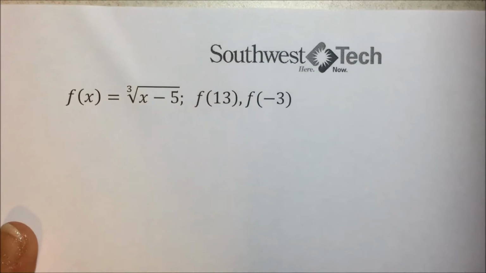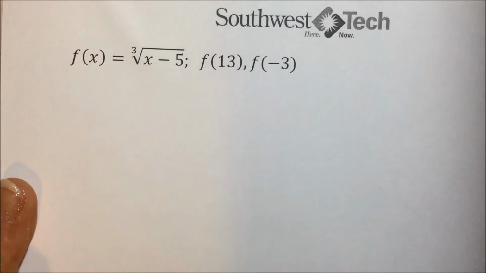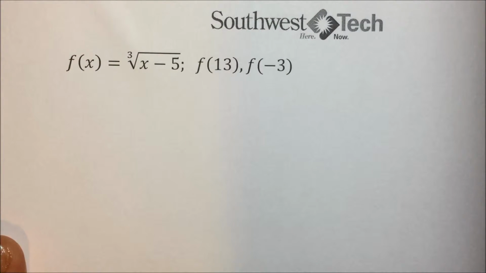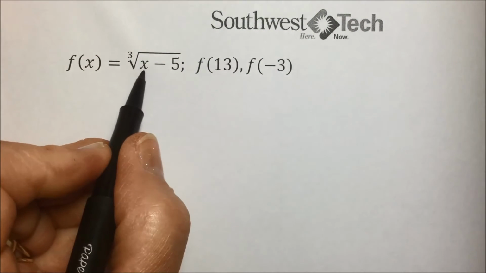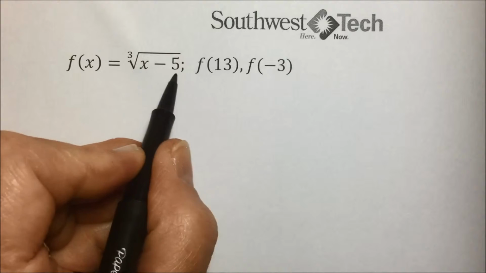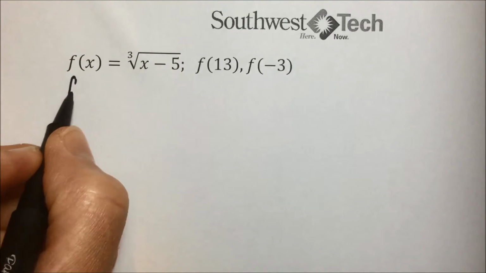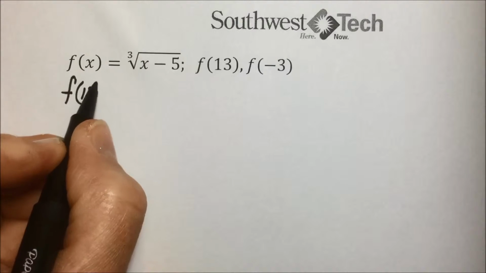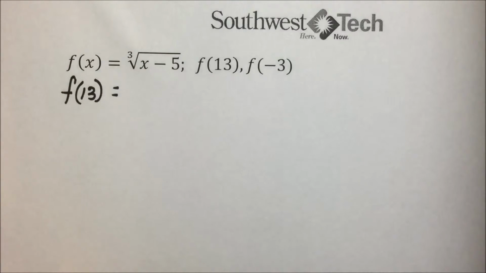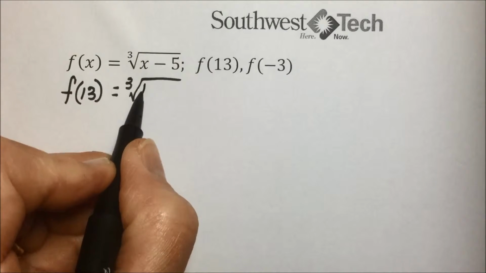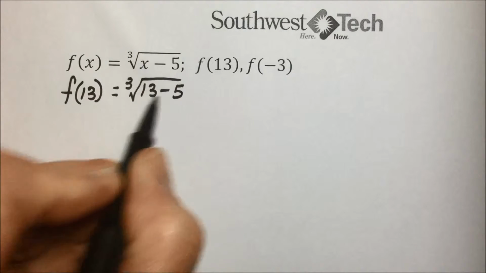In this next example, same thing. They're asking us to identify the radicand. The radicand is the quantity underneath the radical, so we would specify x minus 5. Next, they want us to evaluate this function at these values. So we will replace x with 13 and simplify.